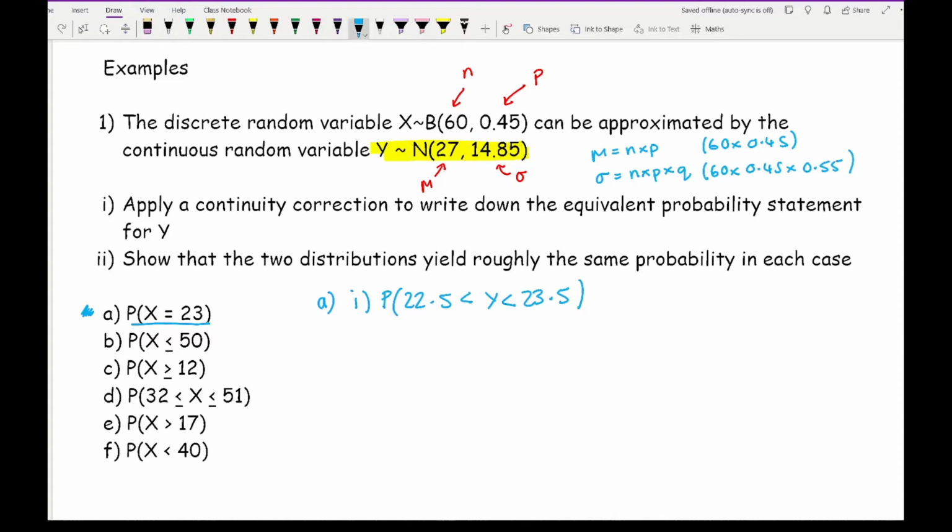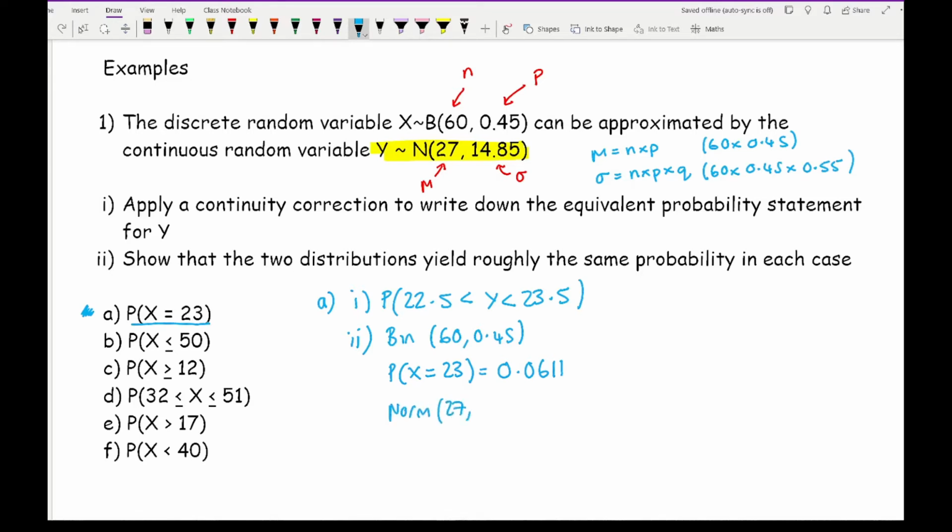So in terms of part 2, where we're actually working this out, for binomial our parameters are 60 and 0.45, and we are wanting to work out the probability that x equals 23. Now if you type this into your calculator, which you'd probably be expected to do, you should end up with an answer of 0.06 to 3 SF.